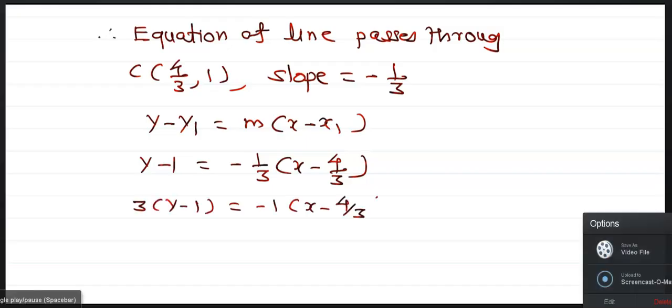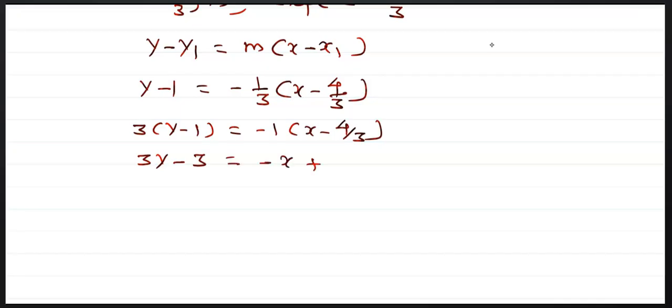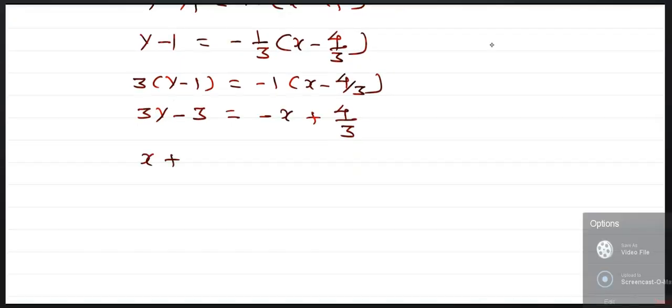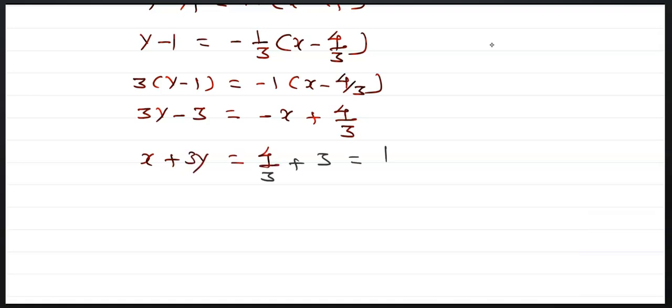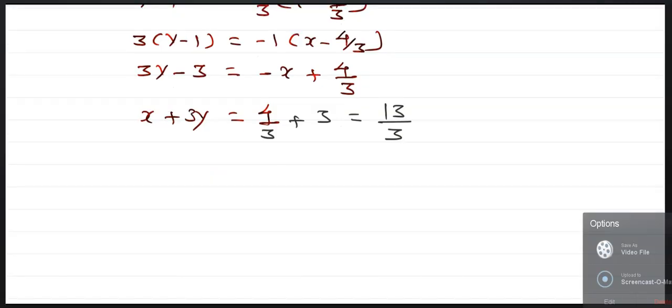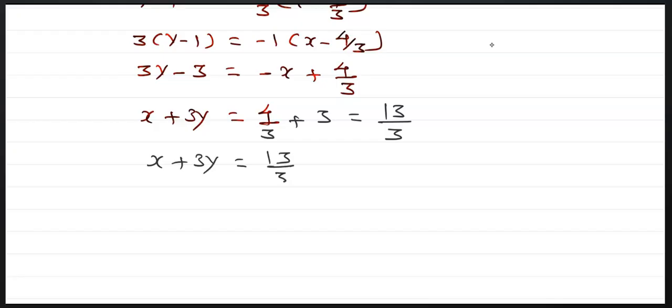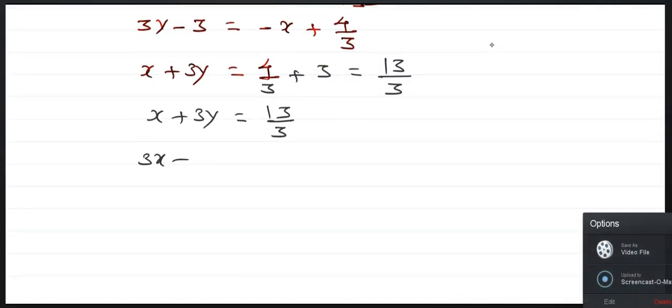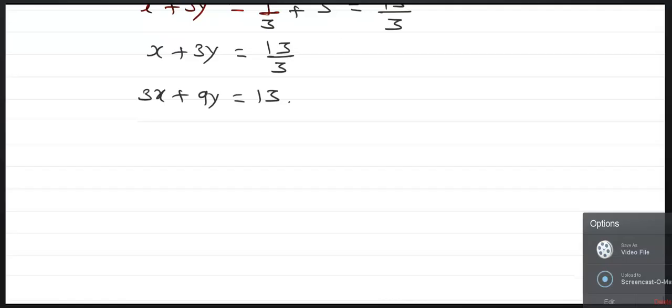Now simplification. 3y minus 3 is equal to minus x plus 4 upon 3. x plus 3y is equal to 13 upon 3. Multiply both sides by 3. Then you will get 3x plus 9y is equal to 13.